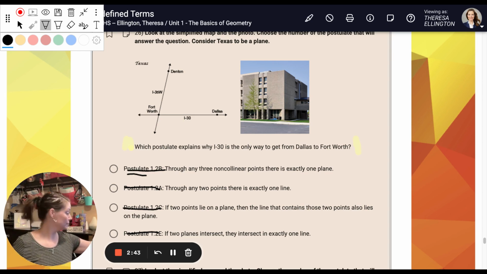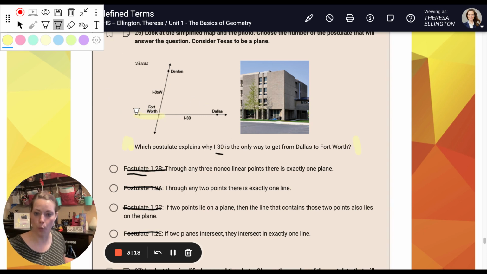So to break down these types of questions, you're going to look at the question and count. What do I have? How many lines? How many points? How many planes? Then you're going to pick an answer that matches. Let's try it. Which postulate explains why I-30 is the only way to get from Dallas to Fort Worth? Well, let's look at the map. I-30 is the first thing that's named. It's the first noun. And I-30 is represented by a line. So that means I have one line.